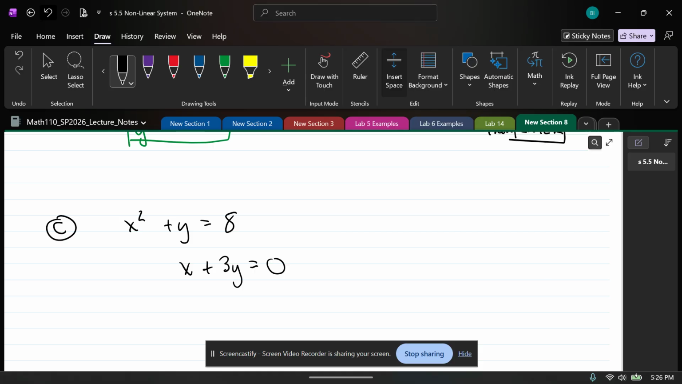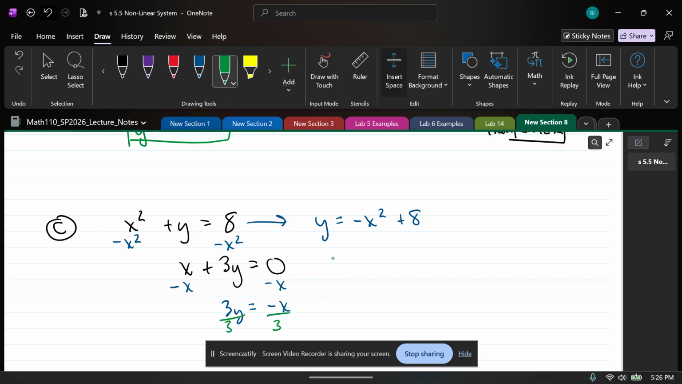So I'm going to get y by itself on both of these. So that's going to be y equals negative x squared plus 8. I'm going to get this one. I'm going to move the x. 3y is equal to negative x. Divide by 3. Y is equal to negative 1/3 x. Okay. Now I'm going to graph those.